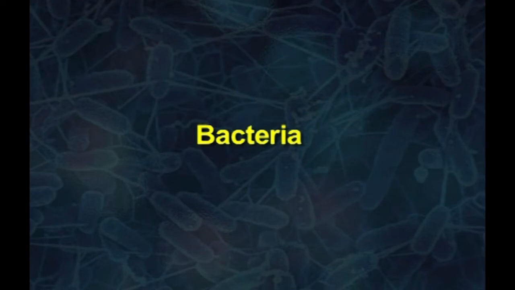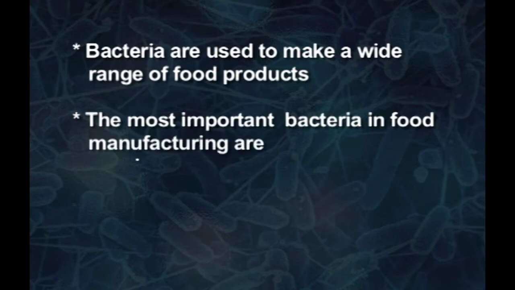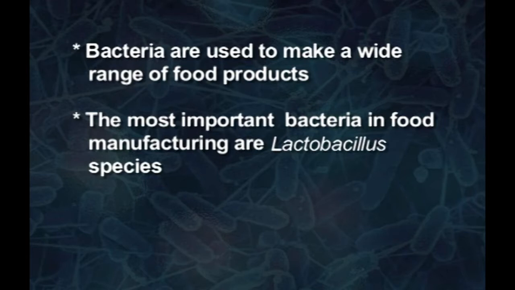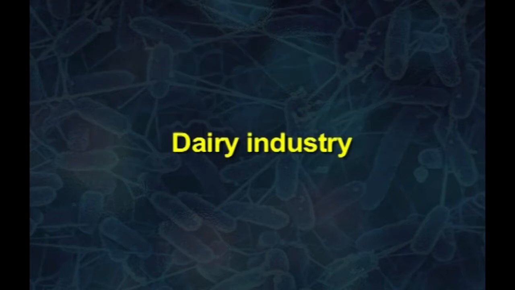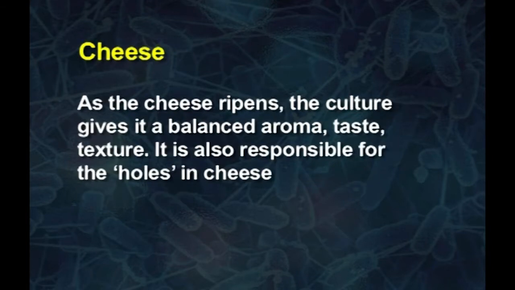First, bacteria. Bacteria are used to make a wide range of food products. The most important bacteria in food manufacturing are the lactobacillus species. Let us look into the dairy industry. First, cheese. Culture grows in the milk. It converts the sugar lactose into lactic acid, which ensures the correct level of acidity and gives the cheese its moisture. As the cheese ripens, the culture gives it a balanced aroma, taste, texture, and it is also responsible for the holes in cheese.